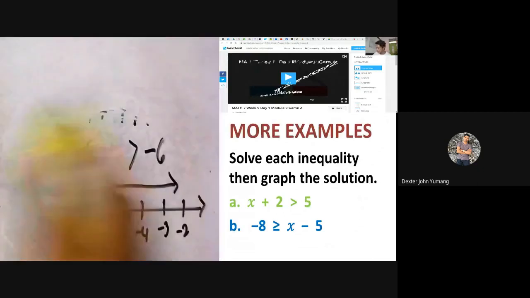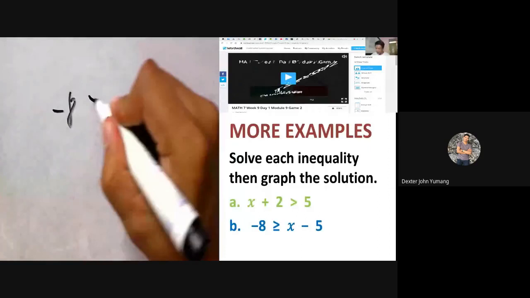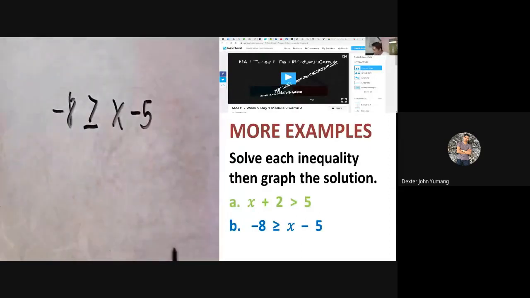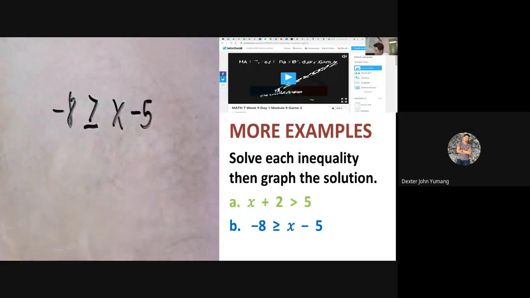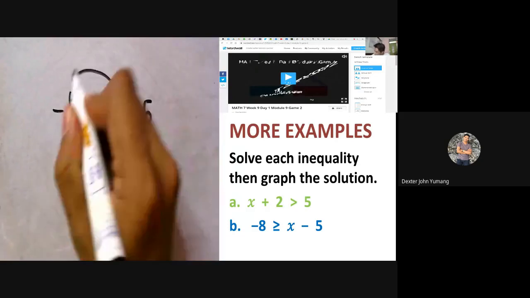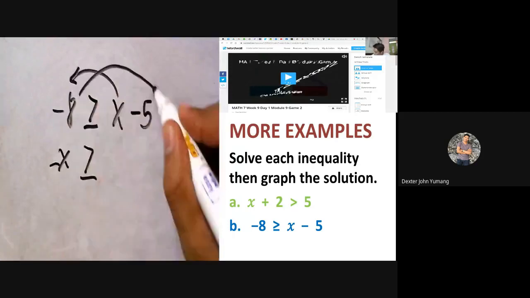For letter B, we have negative 8 greater than or equal to x minus 5. In this case, x is not placed properly on the left side. Tama? Dapat itong x nandito siya sa left. Itong number naman dapat nasa right. Ganito ang mangyayari. So from x, pag nilipat dito sa kabila, magiging negative x na siya. And next, itong 8, from ilipat dito sa kabila, from negative 8, maging positive 8 na siya.